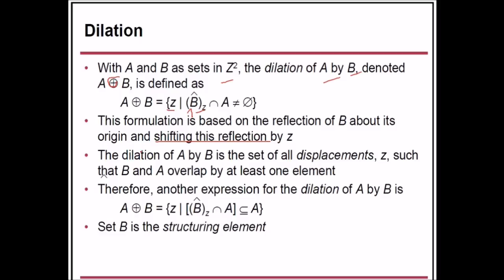So the dilation of A by B is the set of all displacements Z such that B and A overlap by at least one element, so it does not become phi. Therefore, another expression for the dilation of A by B can be written as Z such that B hat, this is the reflection, intersection A is a proper subset of A, and this B is nothing but the structuring element.